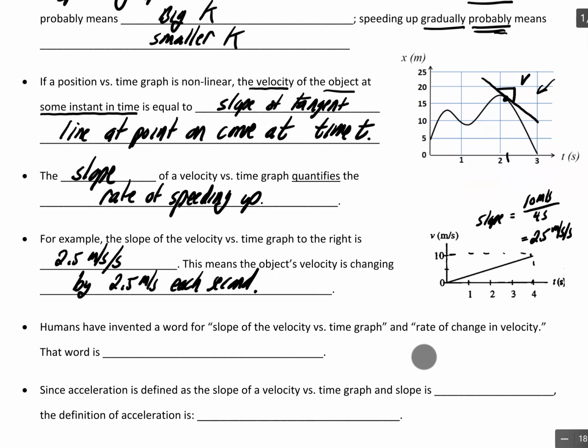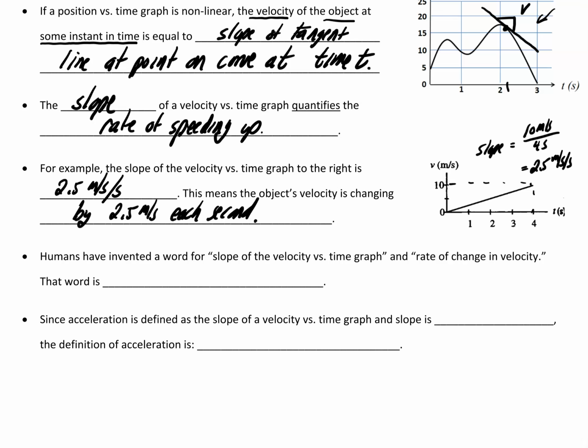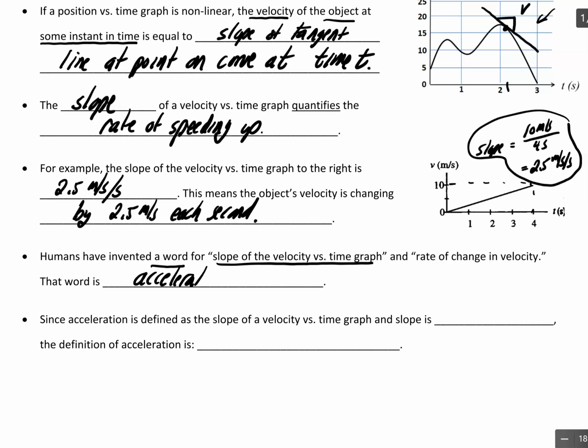All right, now let's get to the word, because you already know the word. Humans have invented a word for the slope of the velocity versus time graph. We don't want to always say slope of a velocity versus time graph or rate of change of velocity. That word is acceleration, and we abbreviate it with a lowercase a. Always lowercase, never uppercase.